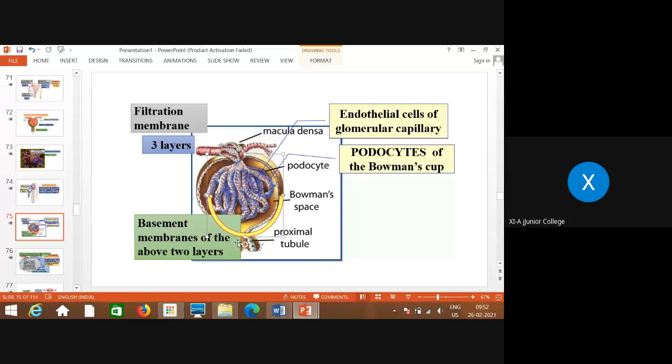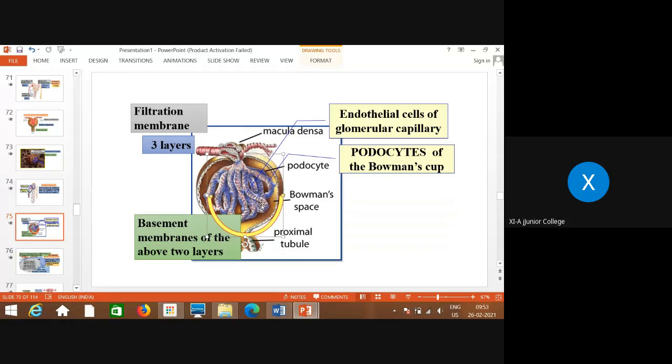Then the filtrate enters the neck, and through the neck the PCT, the proximal convoluted tubule. Now one more thing you have to remember about how this filtration helps: the inner visceral layer is also made up of squamous epithelium, but it is specialized into cells called podocytes. In between the podocytes there are small slits present, which help in the filtration.